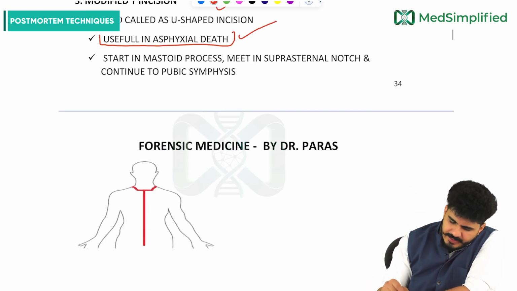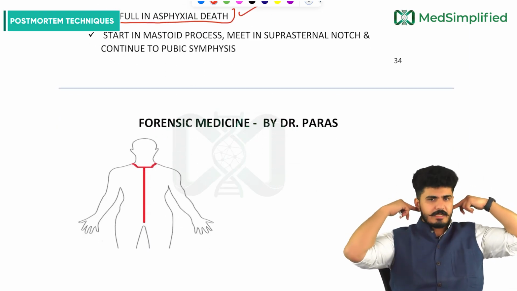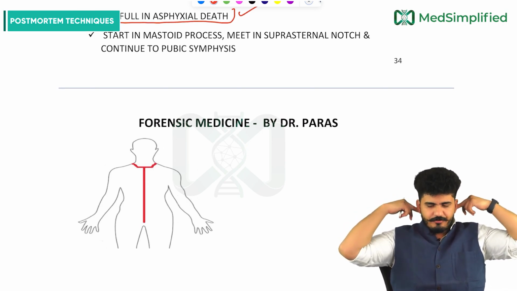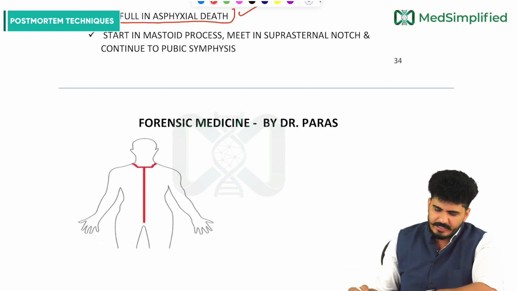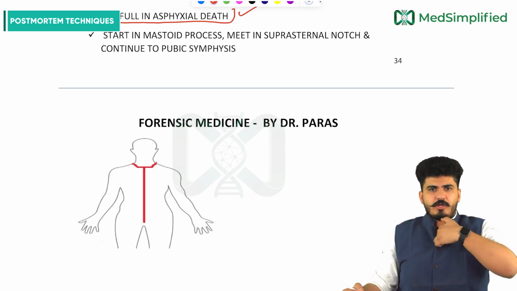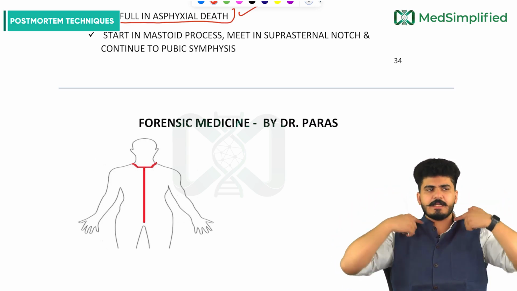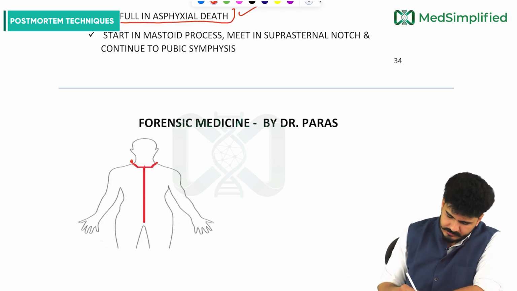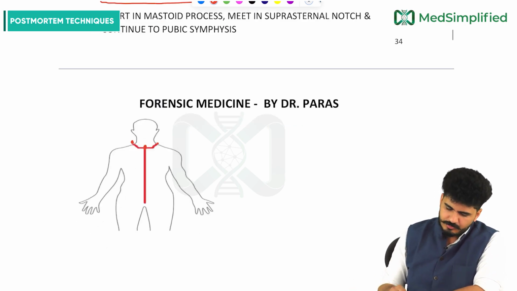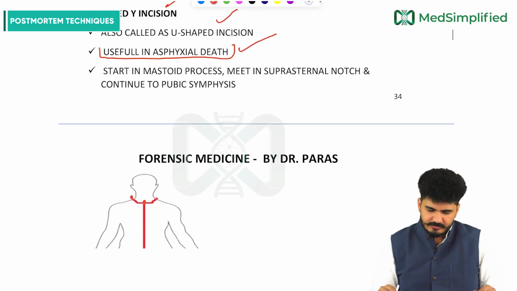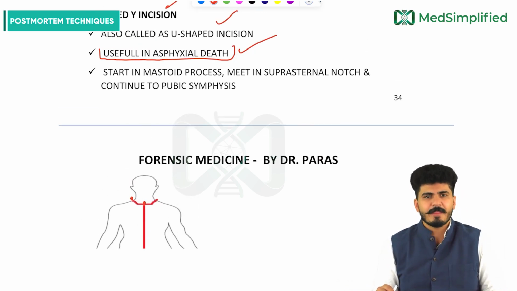It is starting at the mastoid process. This process right here behind the ear, we call that the mastoid area. So from the mastoid process it is starting and meets at the suprasternal notch right here. This notch is called the suprasternal notch. This is the mastoid part, this is the suprasternal notch, and from the suprasternal notch it is continuing to the pubic symphysis. So this one is also clear, modified Y incision, also called the U-shape incision, my dear friends.